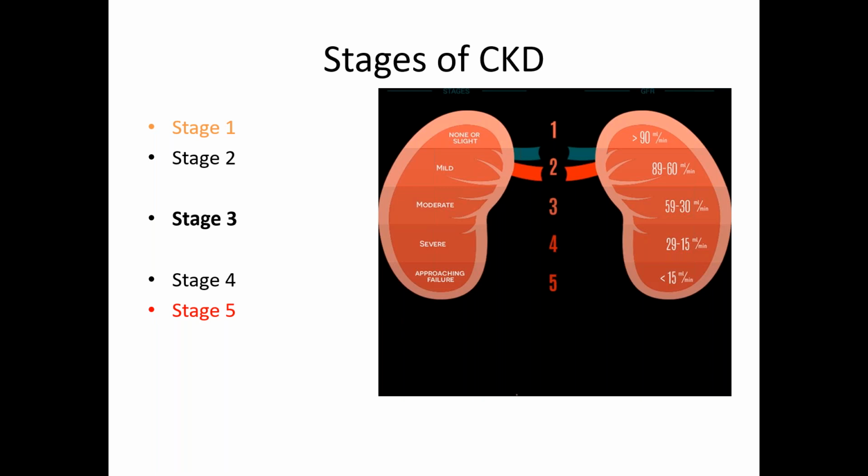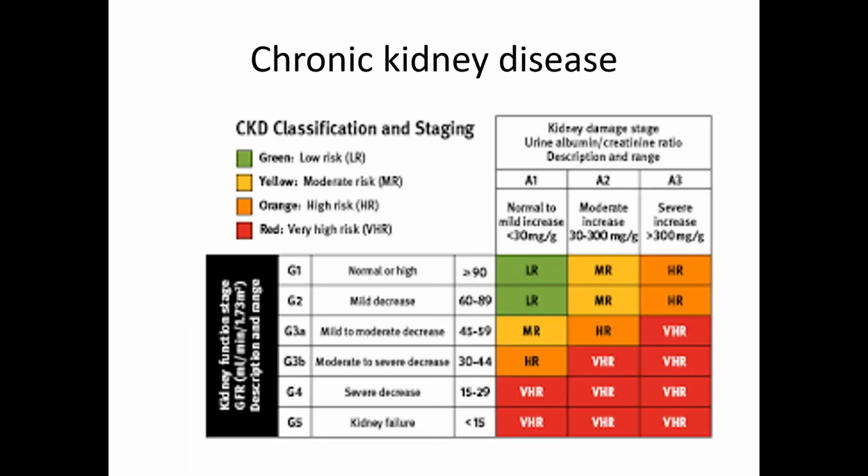This was the staging which has been done for the chronic kidney disease, which has been updated now. And there is another parameter which is added, the protein creatinine ratio, PCR. By addition of this parameter PCR, we can do the risk stratification of the chronic kidney disease.